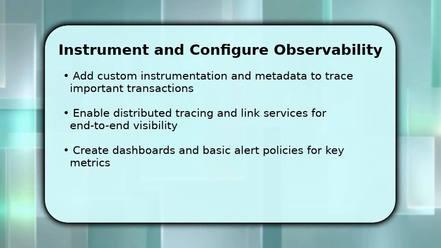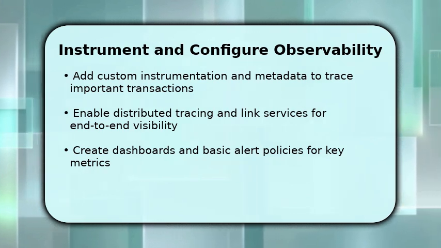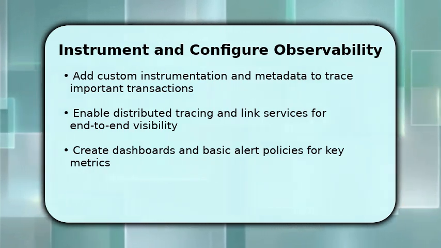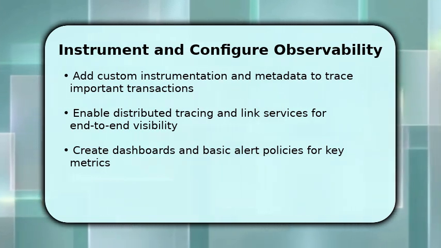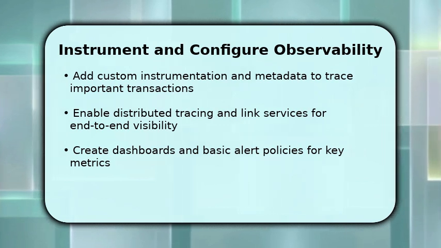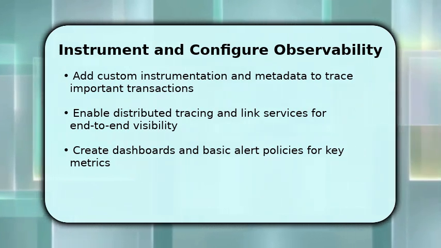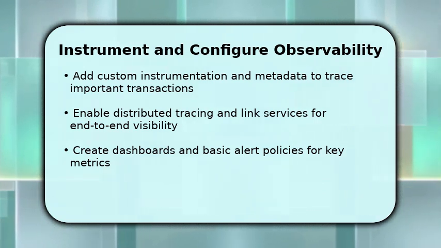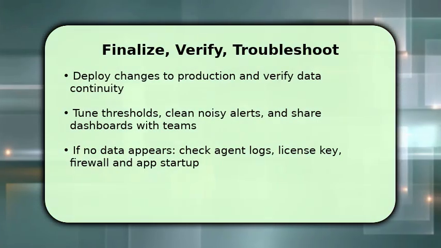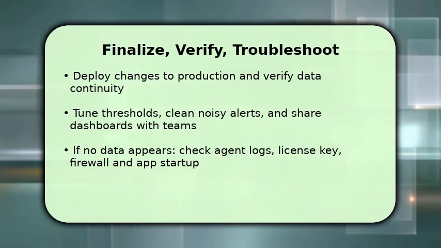Then create dashboards showing throughput, error rate, and response time, and set up alert policies with clear conditions and notification channels. As you configure, use NRQL queries for tailored views and test alert triggers. This ensures your telemetry maps to your goals. Finish by deploying the instrumented code and confirming continuous data flow in New Relic.